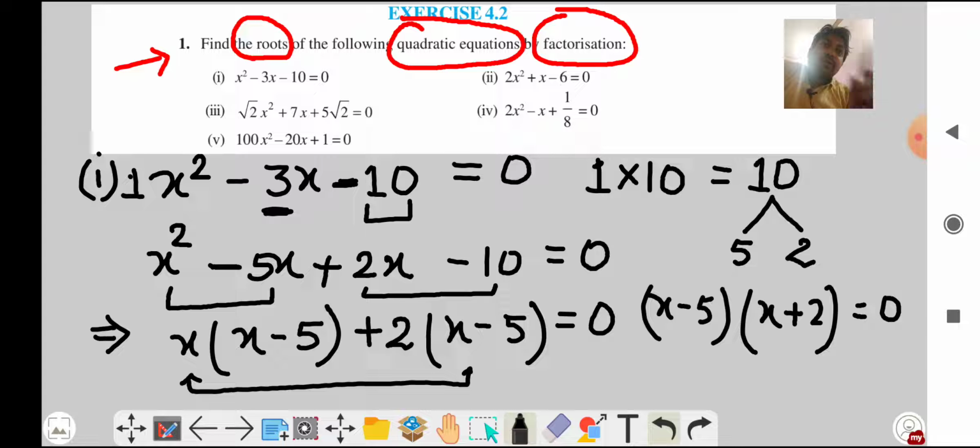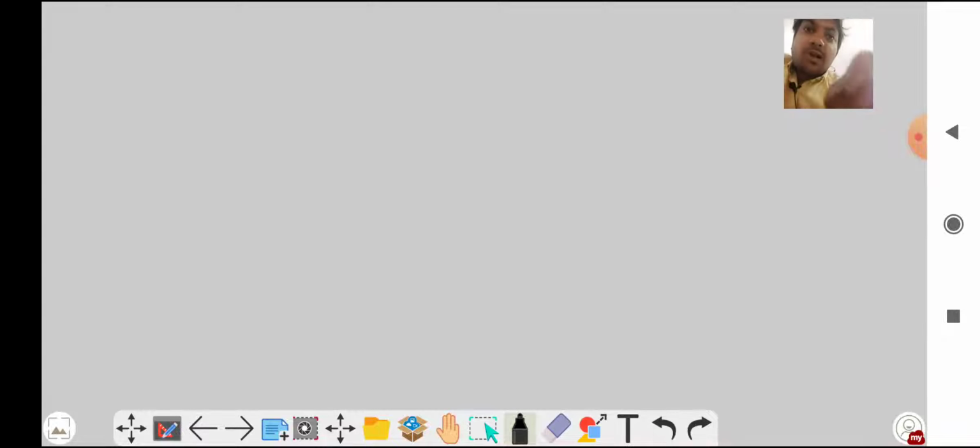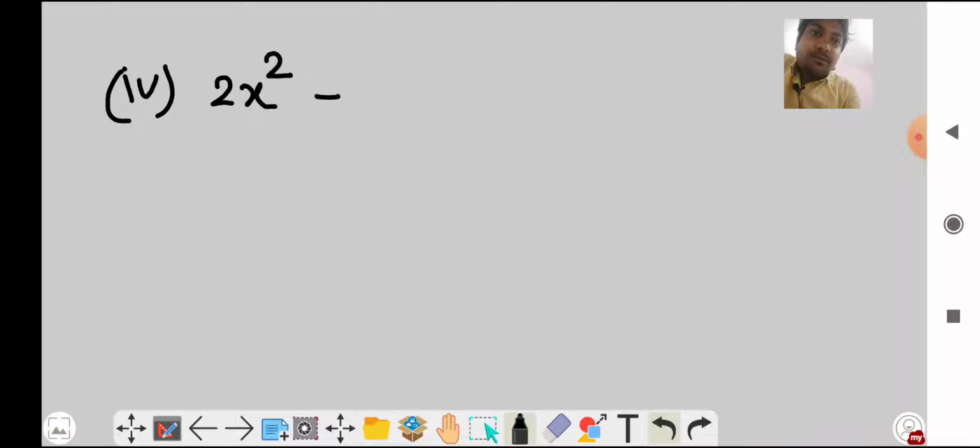So moving to the fourth part. See, this is also very easy. Fourth part we are having is 2x square plus x minus 1 by 8 equals to 0, right?